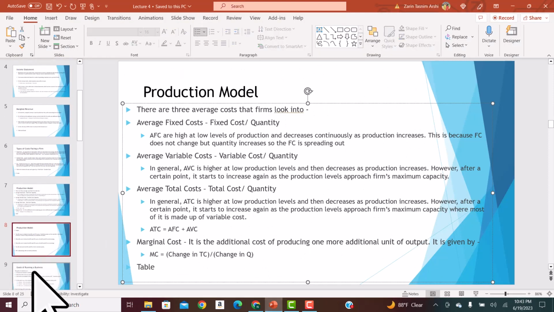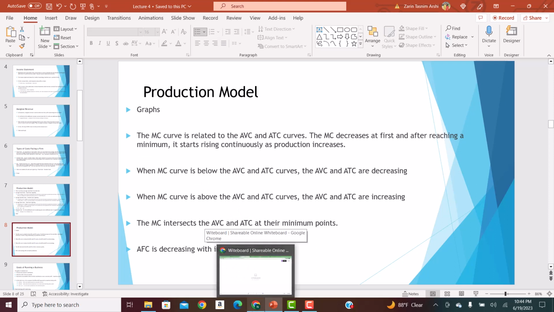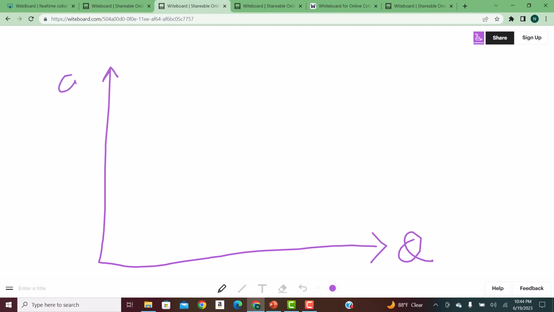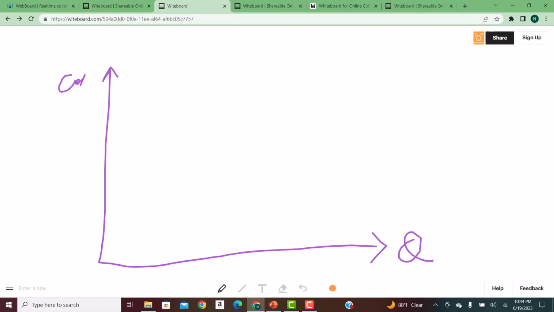And I think the next slide also talks about that. We reflect all these graphs, the average fixed cost, average variable cost, average total cost, and marginal cost, all under the same graph. So we're going to have a graph like this. So again, this is quantity, this is your cost, right? So your marginal cost curve will always look like this.